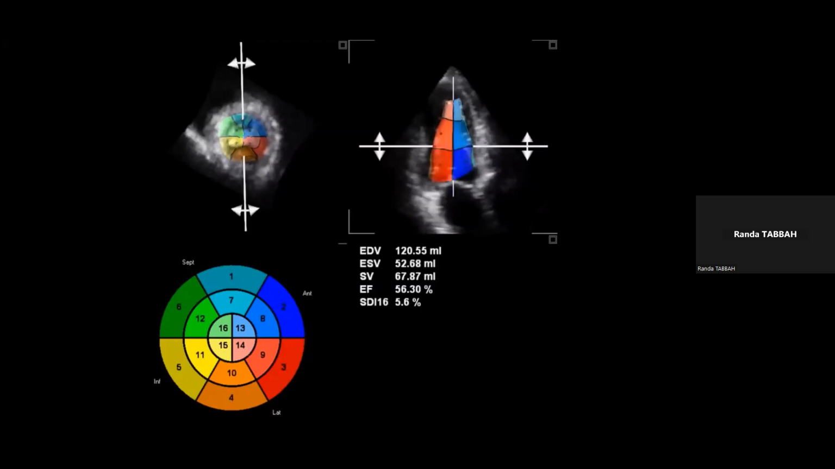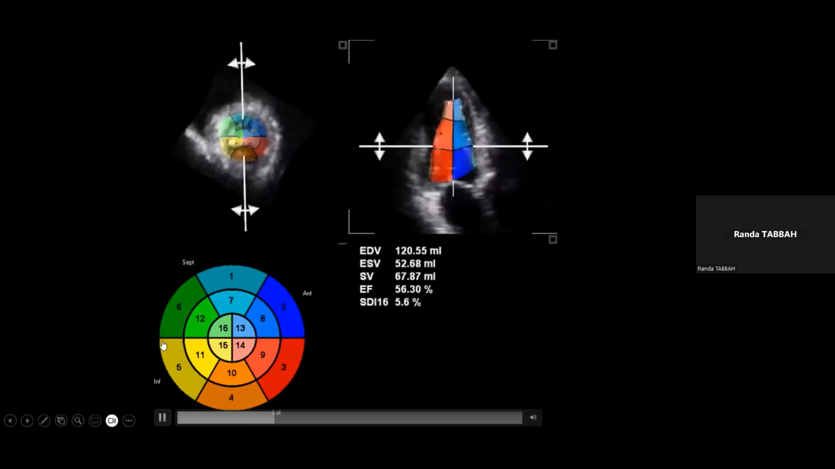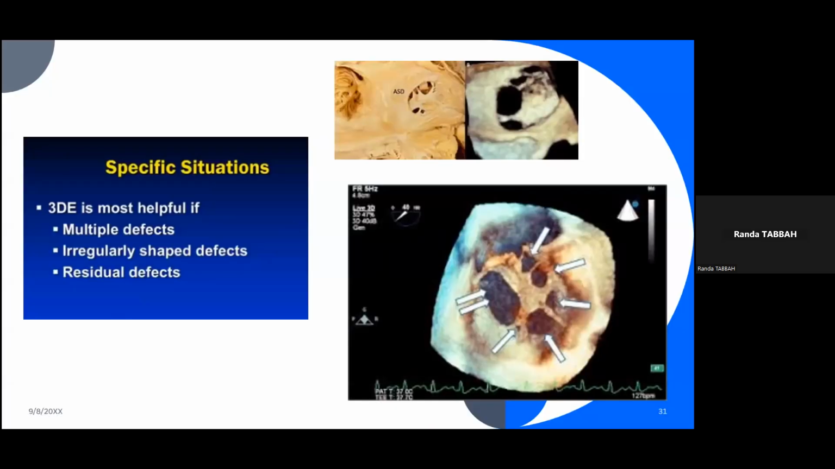So this is, for example, an evaluation of the LV volume, okay? And here you can see the speckle tracking. We're gonna talk later about the speckle tracking. So in specific situations, for example, when you have several ASD, these several ASD we can see on a normal 2D echo, okay, it is here seen with 3D echo. So when you have multiple defects, irregularly shaped defects, okay, and even residual defects, it has a good evaluation of these things.